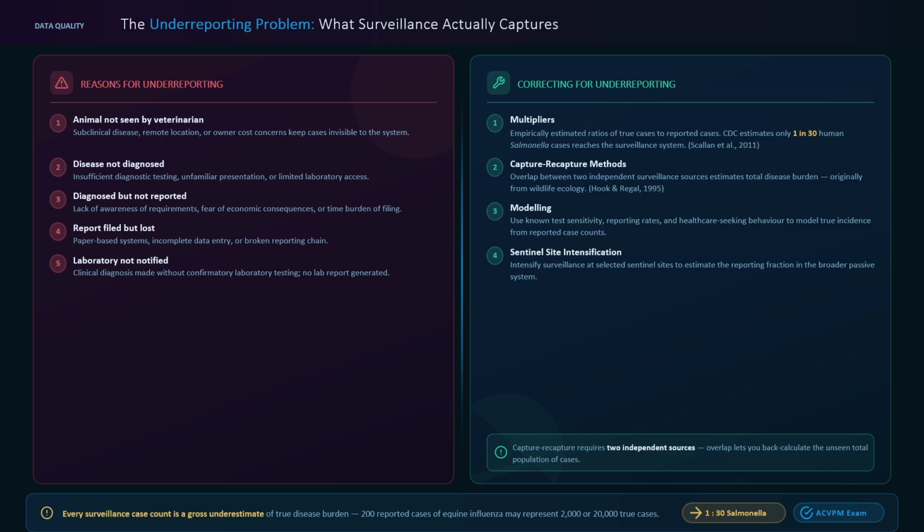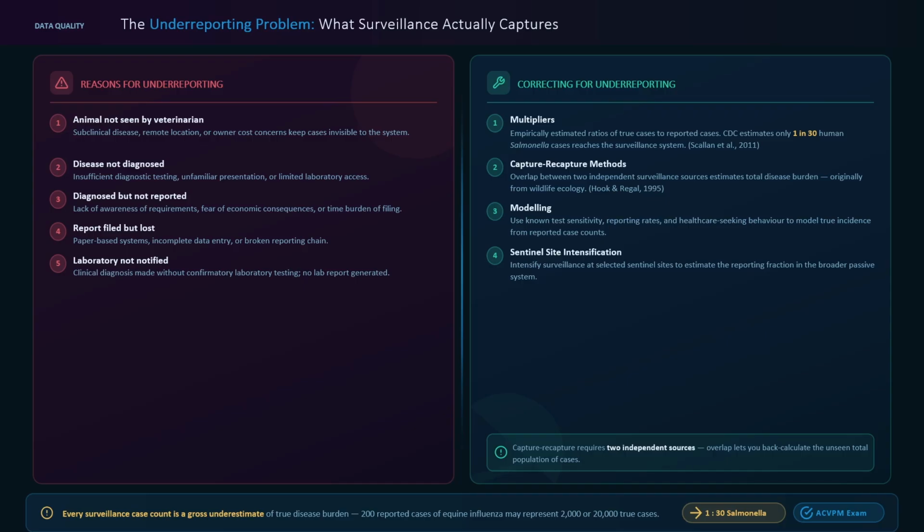And sentinel site intensification takes a handful of sites, surveils them intensively, and uses them to estimate the reporting fraction across the broader passive system. The exam takeaway is blunt. Never interpret a raw passive case count as complete. That 1 to 30 salmonella ratio is the number people remember. Let it anchor your instinct that what you see is the tip of the iceberg.